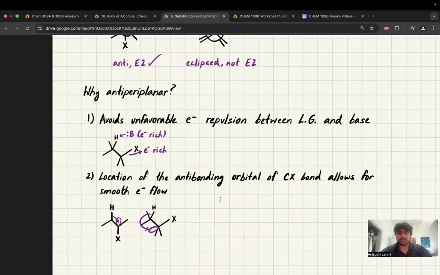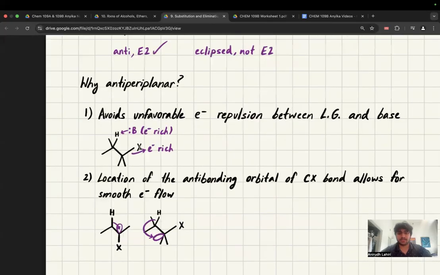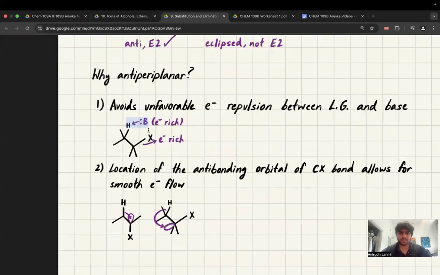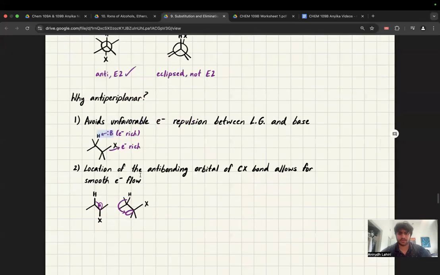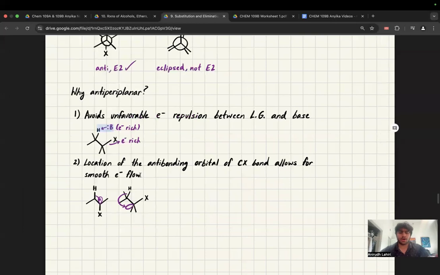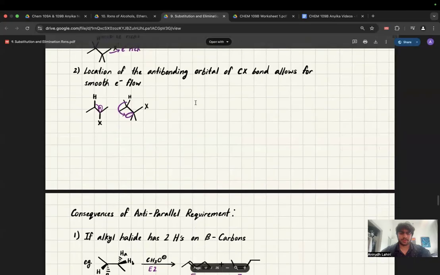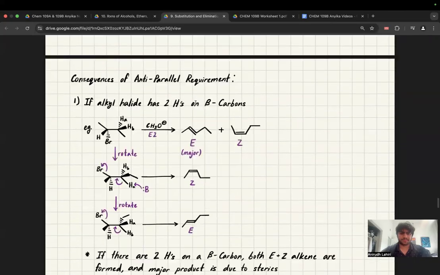The whole point of anti-periplanar is that it avoids unfavorable electron repulsion between the leaving group and the base, right? Because as this leaving group leaves, it's negatively charged, and if we're using E2, we have a strong base, so we can assume it's negatively charged. And negatives and negatives do not go well together, right? So we need to keep them as far away as possible. It's the same general principle you learned in Gen Chem with VSEPR theory and all of the 3D orientation theories. Okay, don't worry too much about anti-bonding, bonding orbitals.